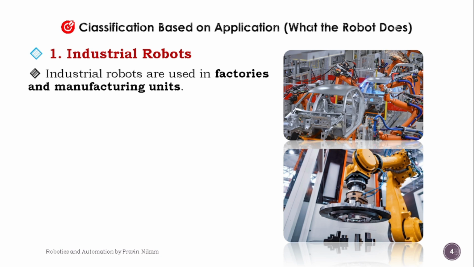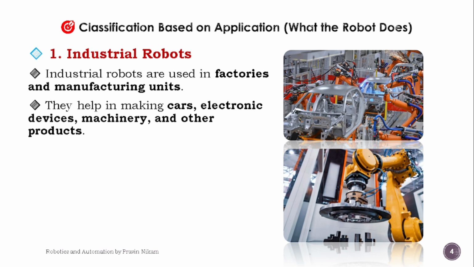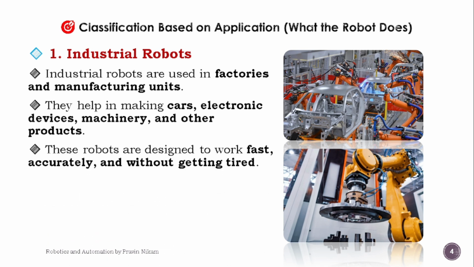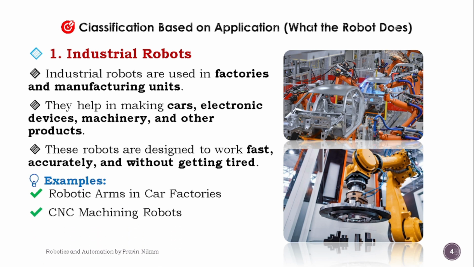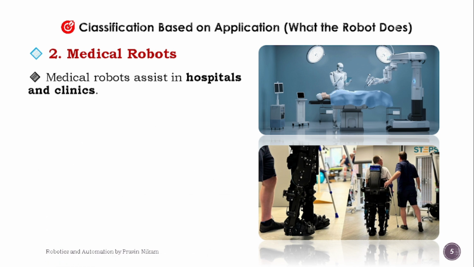Industrial robots are used in factories and manufacturing units. They help in making cars, electronic devices, machinery and other products. These robots are designed to work fast, accurately and without getting tired. Example is the robotic arms in car factories, CNC machining robots. Then second type based on the application is medical robots.